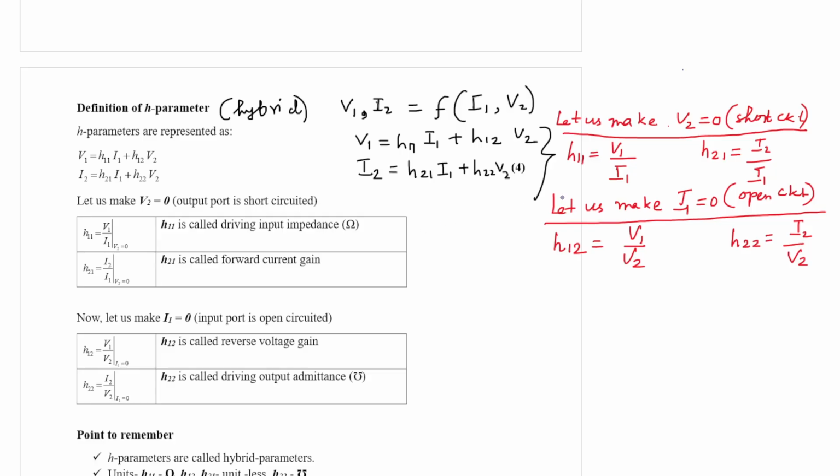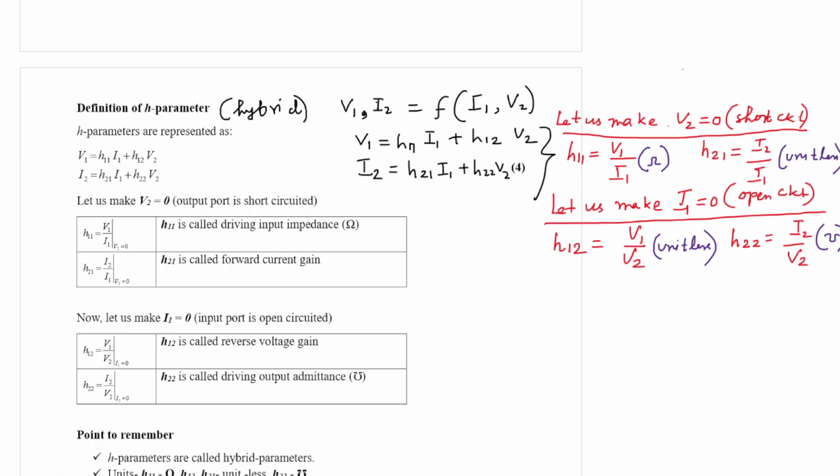H11, as you can see, is the ratio of voltage and current, so it has the unit of impedance, ohm. H21 is the ratio of two currents, so it is unitless. Similarly, H12 will be unitless, and H22 will have the unit of mho.